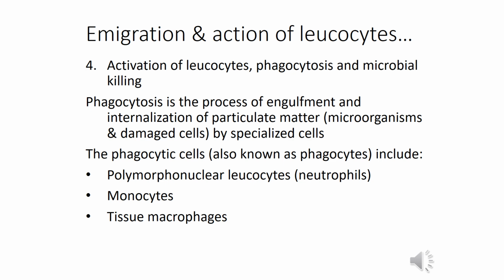Remember, I told you one of the important reasons we must have an inflammatory response is to eliminate the causative agent. Now, in terms of microorganisms, that's very important. These specialized cells that cause phagocytosis are known as phagocytes. And the most common phagocytes that you will encounter are the polymorphonuclear leukocytes, that is the neutrophils, monocytes, and tissue macrophages.